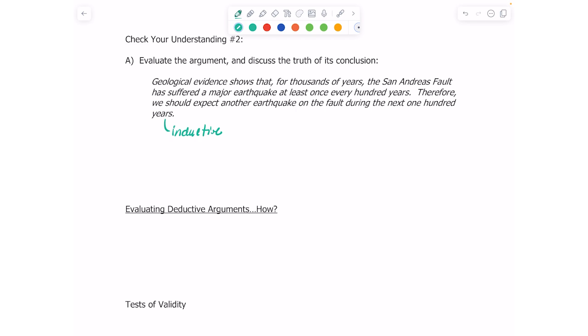So the argument doesn't really prove another earthquake will occur. It suggests maybe a strong likelihood because of the pattern that's been held for thousands of years, but it does not prove that another earthquake will occur. So it's kind of a weak argument, right? And the conclusion just suggests a strong likelihood.